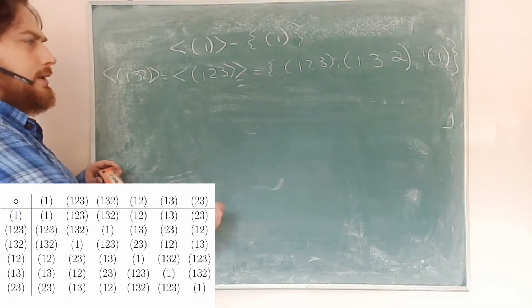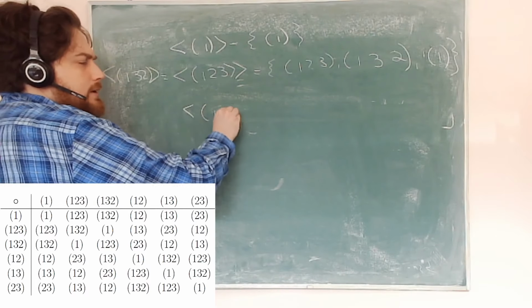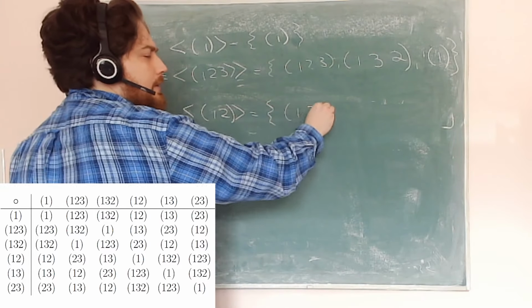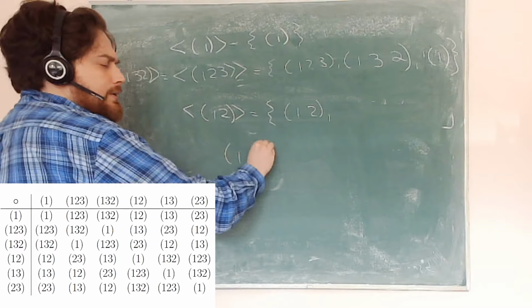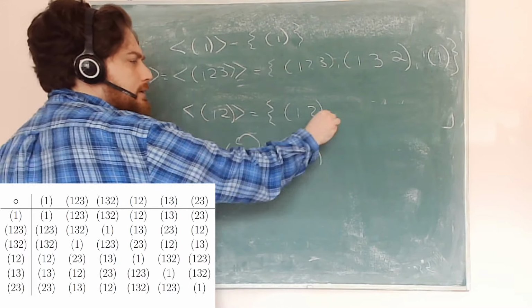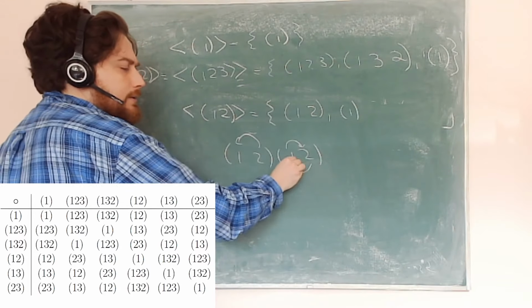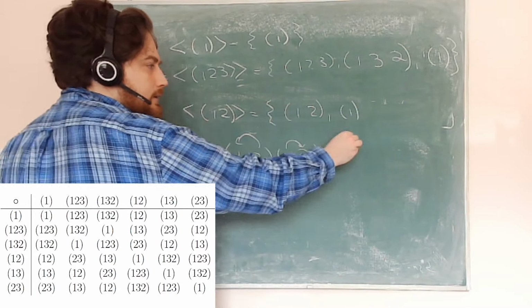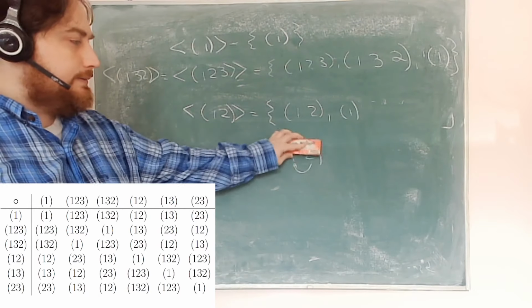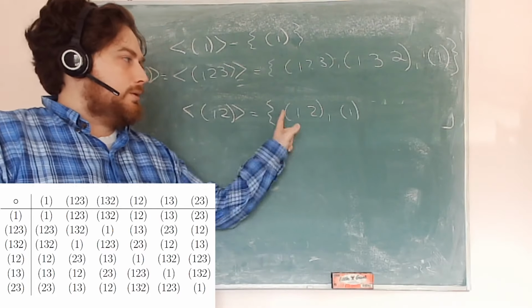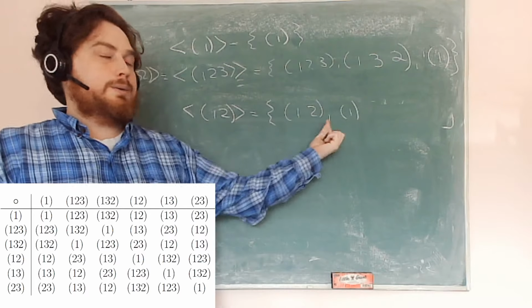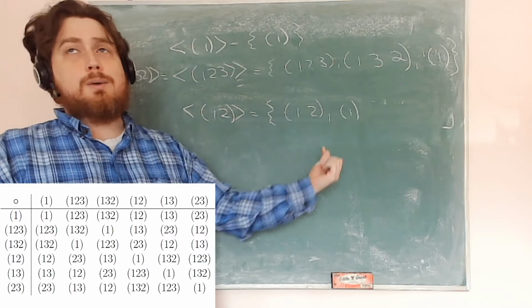All right, the next one I think I had was (1 2). The group generated by (1 2) is going to contain (1 2). And if I compose (1 2) with (1 2), I get 1 goes to 2, 2 goes to 1, so 1 goes to 1. 2 goes to 1, 1 goes to 2, so 2 goes to 2. So I get the identity. So then I'm closed under compositions because I keep composing with (1 2). I'm just going to get (1 2), and 1, then (1 2), then 1.